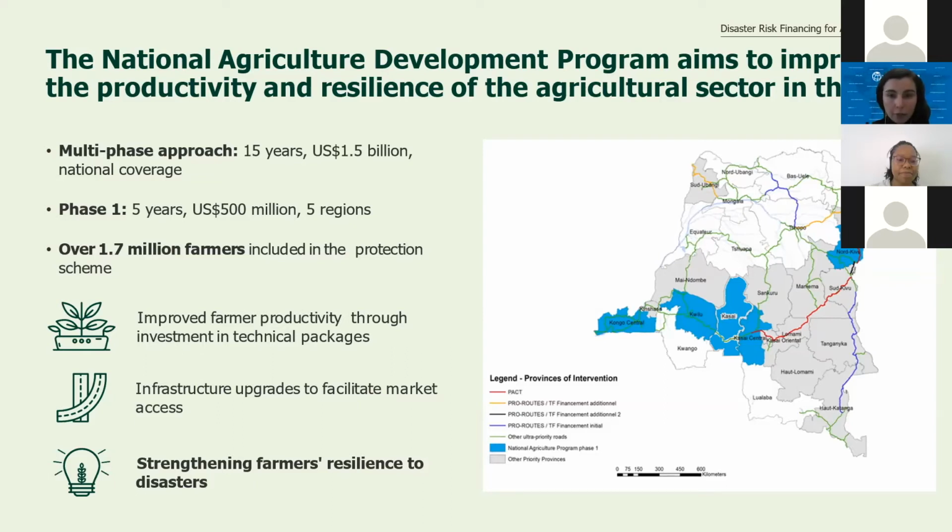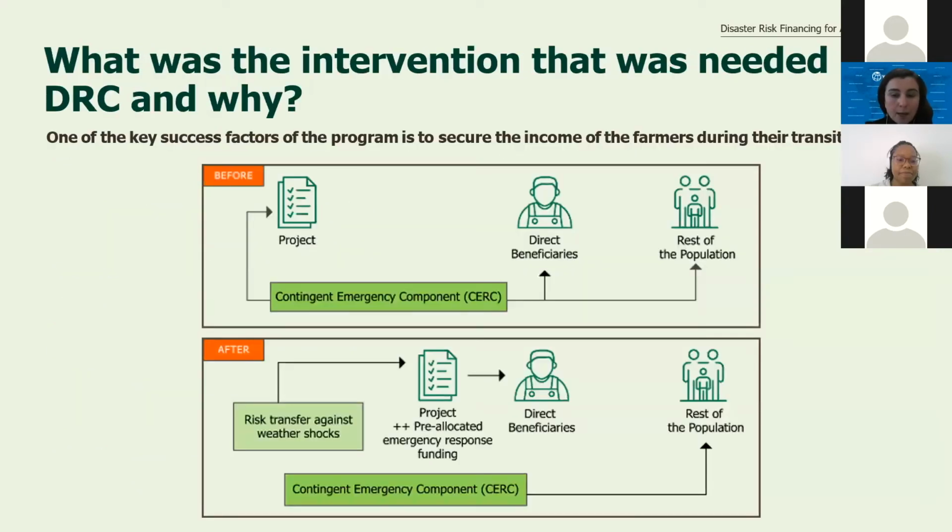We have 5 regions, as I mentioned, that will be covered in the phase 1, but ultimately the risk transfer product is going to be implemented and purchased by the government. So it also falls under the macro risk transfer products. Next slide, please. What is the difference that we're bringing in DRC, and why did we need to improve the emergency response component?